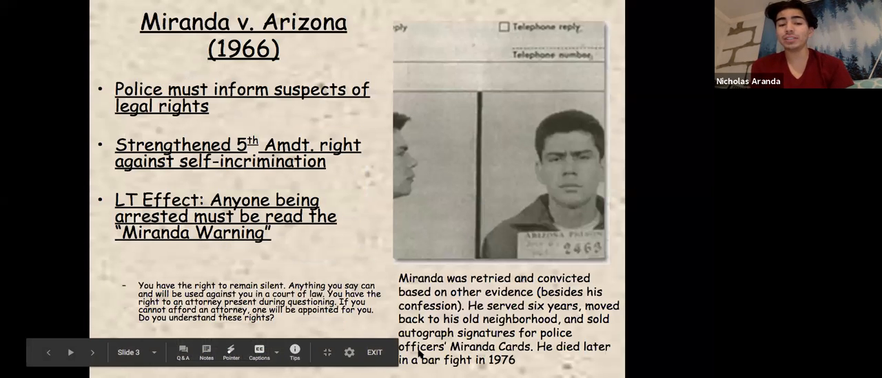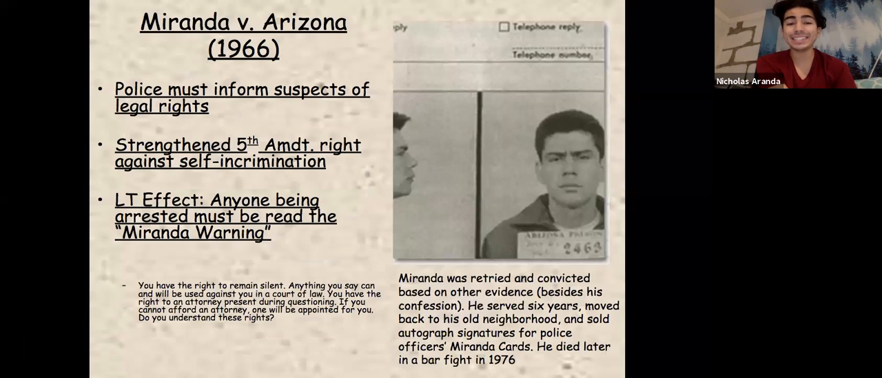Miranda versus Arizona is a separate court case from 1966, and because of this court case, police must inform suspects of their legal rights. It strengthened the Fifth Amendment right against self-incrimination, and its long-term effect is that anyone being arrested must be read the Miranda warning, which says you have the right to remain silent. Anything you say can and will be used against you in a court of law. You have the right to an attorney present during questioning. If you cannot afford an attorney, one will be appointed to you. Do you understand these rights?